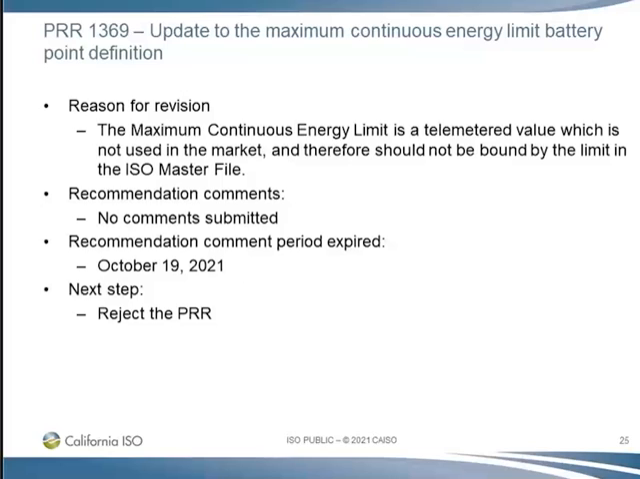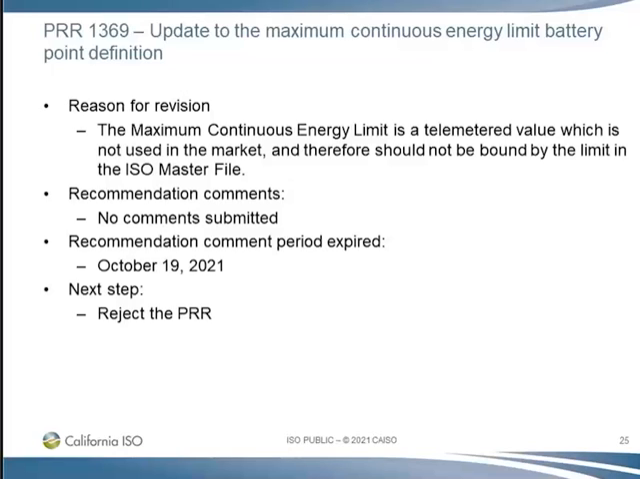PRR 1369 was submitted by PG&E. The reason for this revision is we got a request to update the definition for maximum continuous energy limit. And the request was to not bound this limit by the master file as it is not used in the market. We have not received any comments, and the comment period expired on October 19th, 2021.